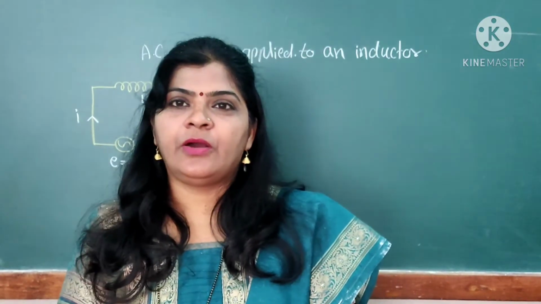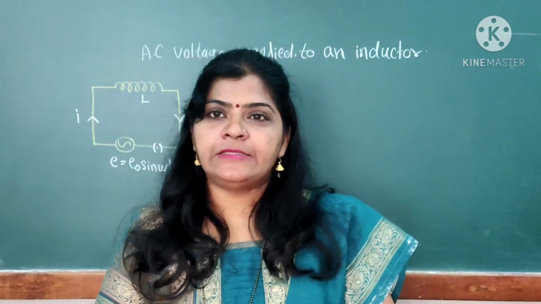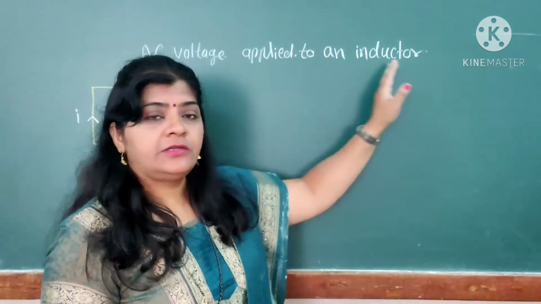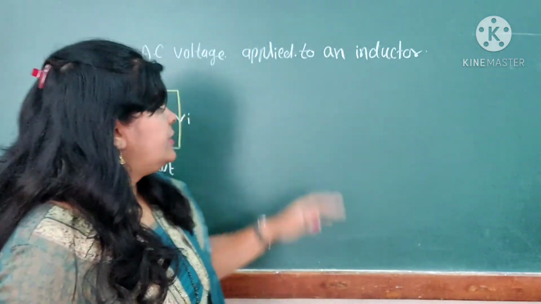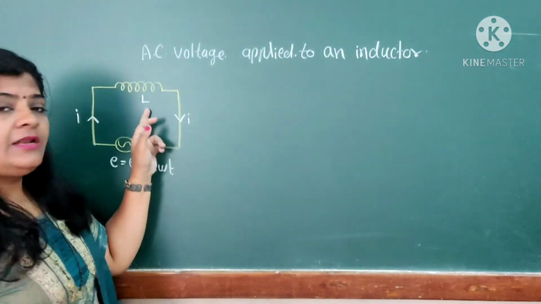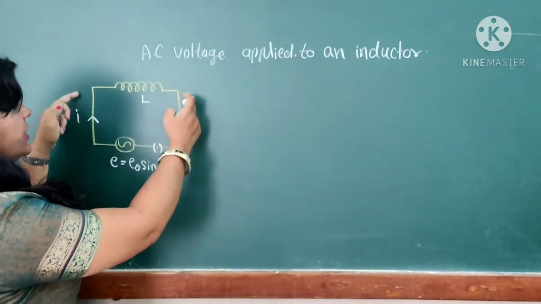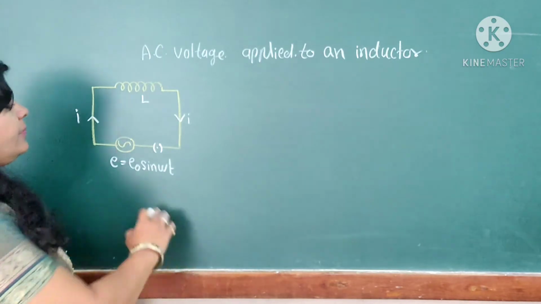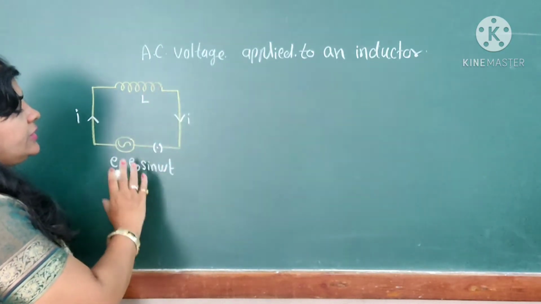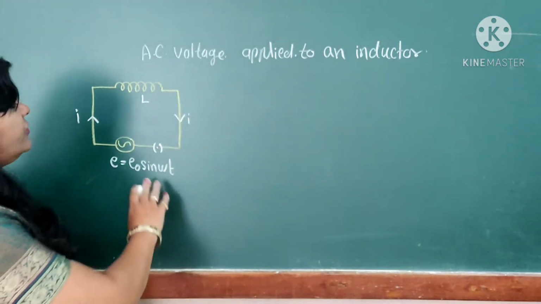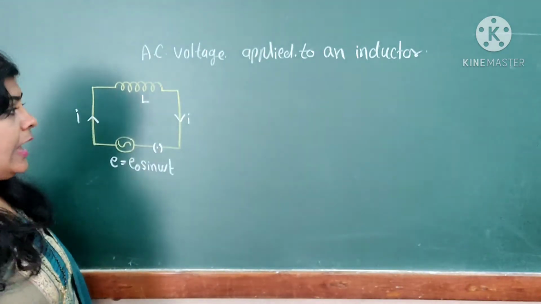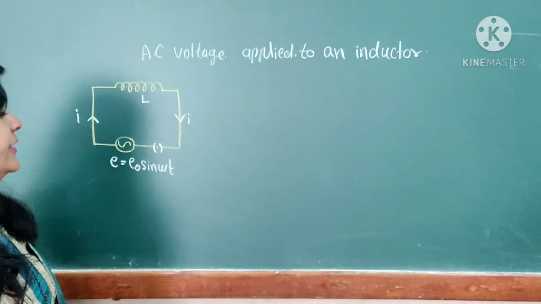Hello students, now we are learning the AC voltage applied to a purely inductive circuit. The inductor is represented by L, and we are applying an AC voltage to this inductor. When we apply the AC voltage, the opposition to the flow of current is only by the inductor L, and that we are learning in detail.